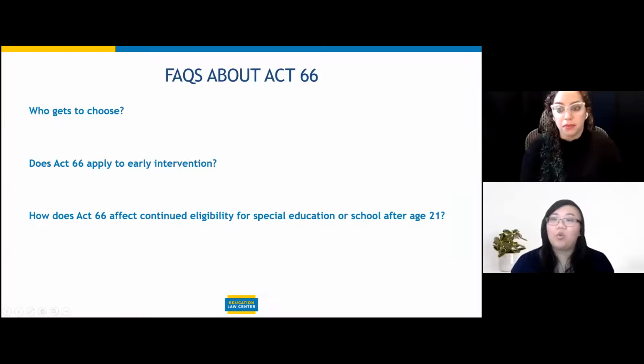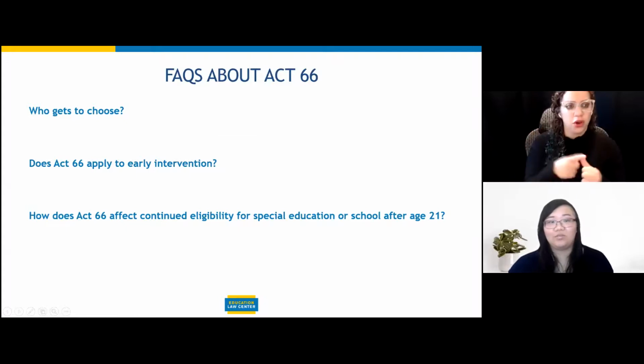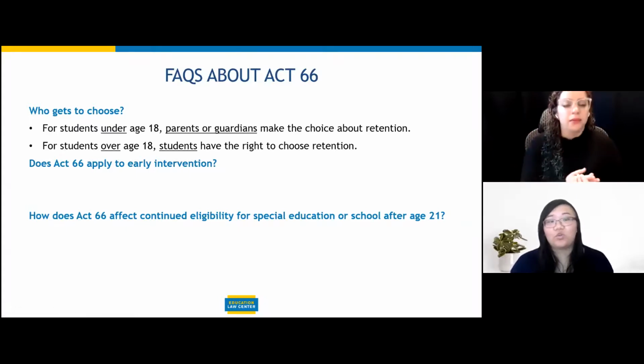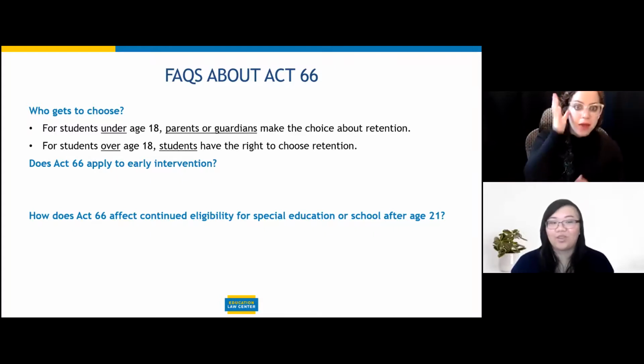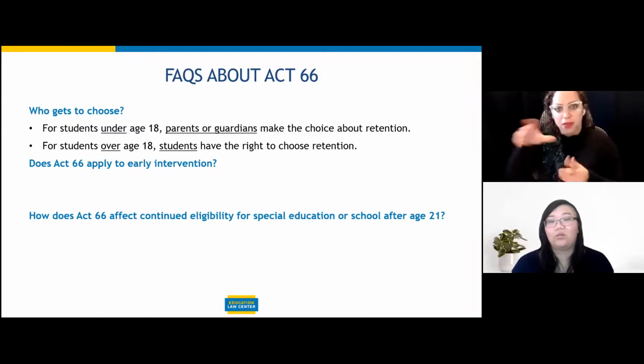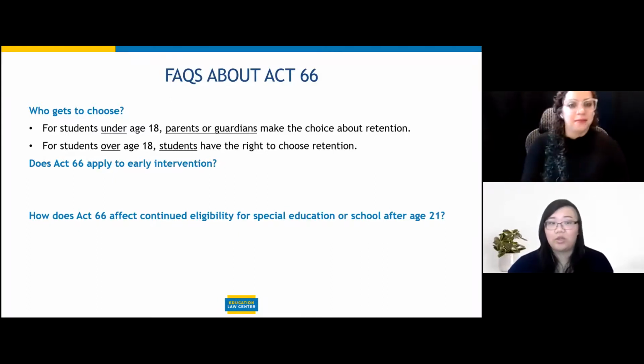So some common questions we've seen raised about Act 66, the first being, who gets to choose? For students who are under age 18, parents or guardians are the individuals who have the right to make that choice for retention. For students over age 18, the right actually goes to the students. They have the right to choose retention. We understand parents and guardians may have input and of course are able to support students who ultimately will be the ones making that choice for the upcoming school year.